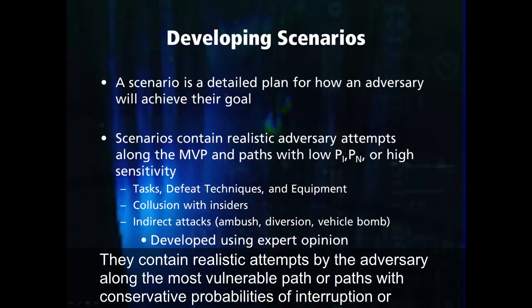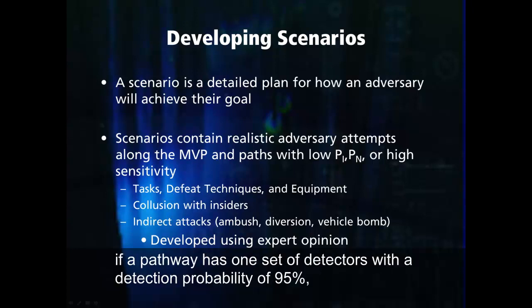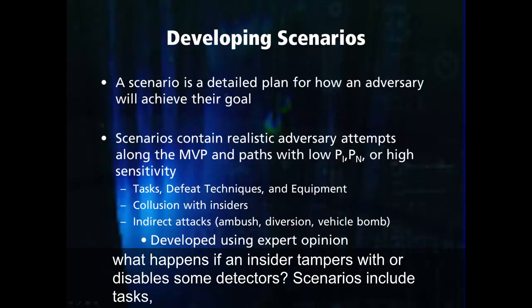They contain realistic attempts by the adversary along the most vulnerable path or paths with conservative probabilities of interruption or neutralization. The analyst must also consider pathways that are highly sensitive to a single detector or single delay barrier. For example, if a pathway has one set of detectors with a detection probability of 95%, what happens if an insider tampers with or disables the detectors?